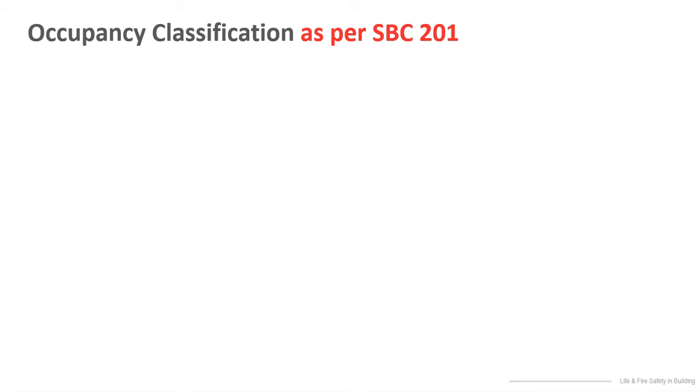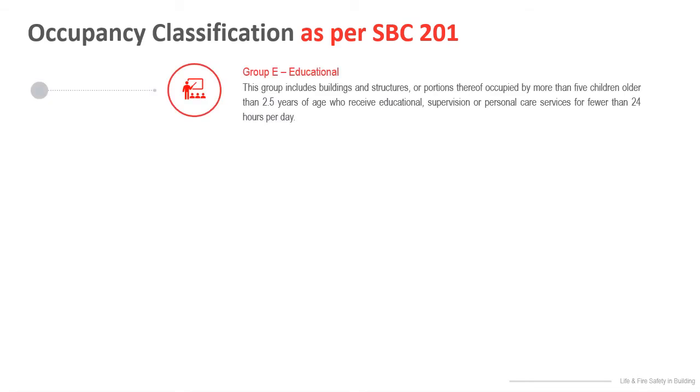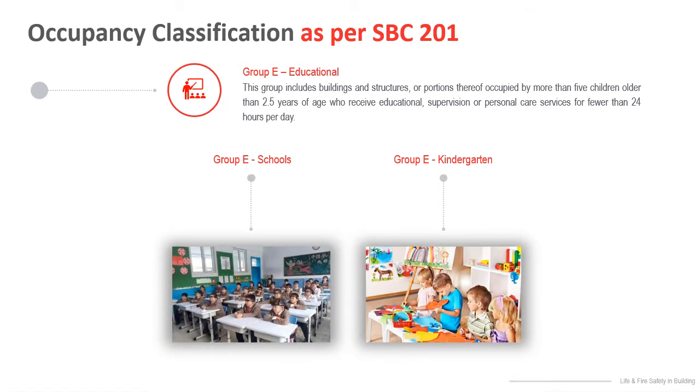Another occupancy classification is Group E, educational. This group includes buildings and structures or portions thereof occupied by more than five children older than 2.5 years of age, who receive educational supervision or personal care services for fewer than 24 hours per day. We have only one category of Group E, and examples are schools and kindergartens.